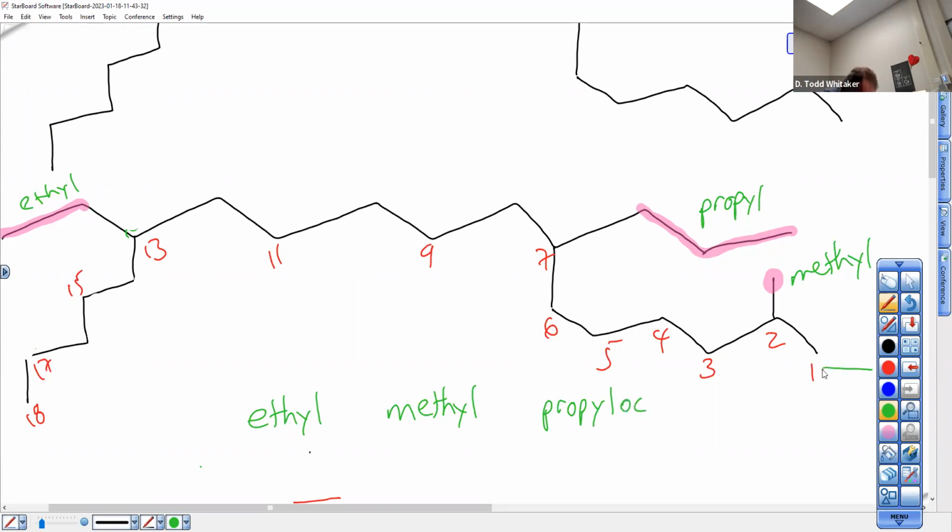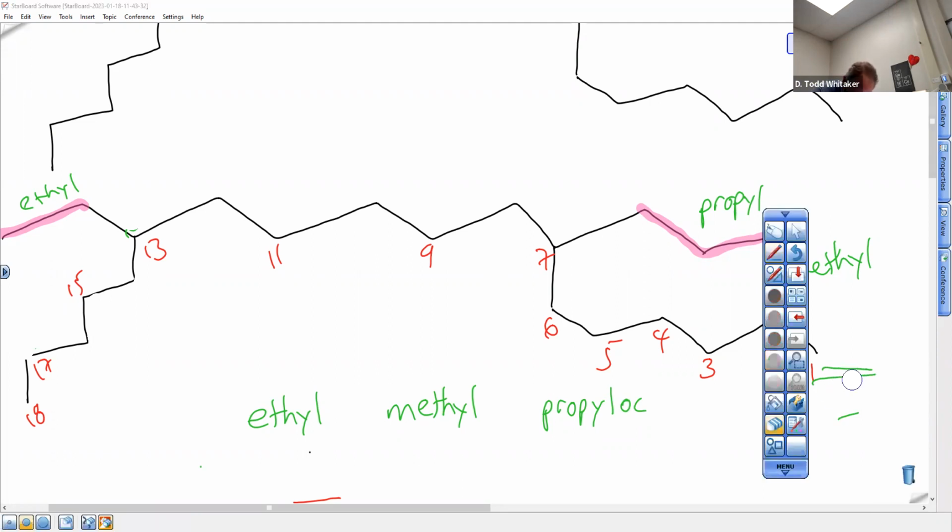Oh, in red. I'm dying here. That's me trying to move the thing. And octadecane should be in red.